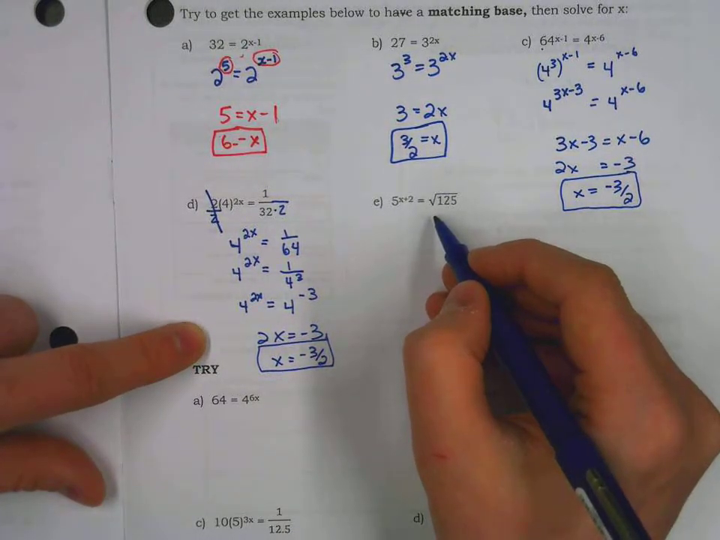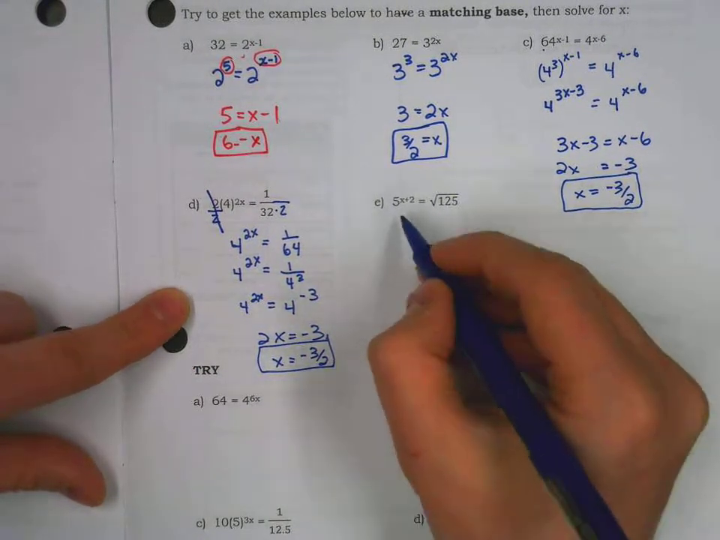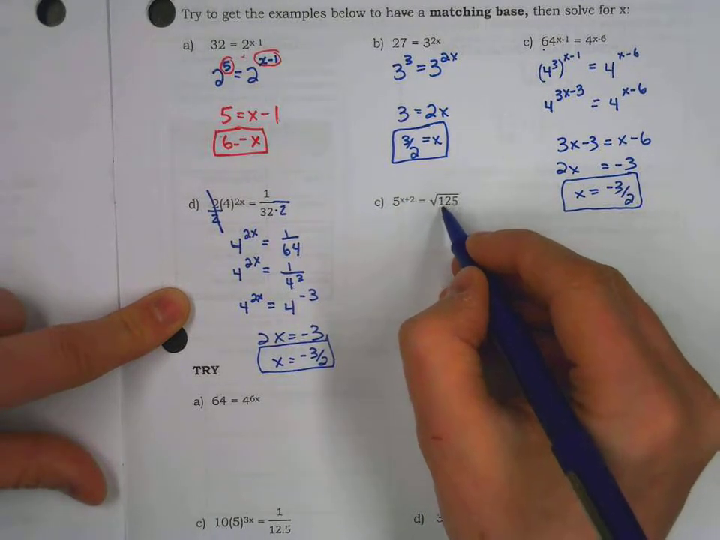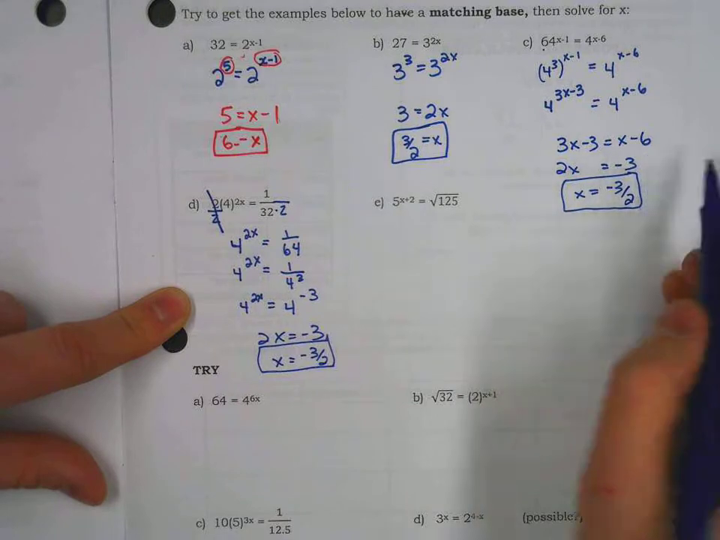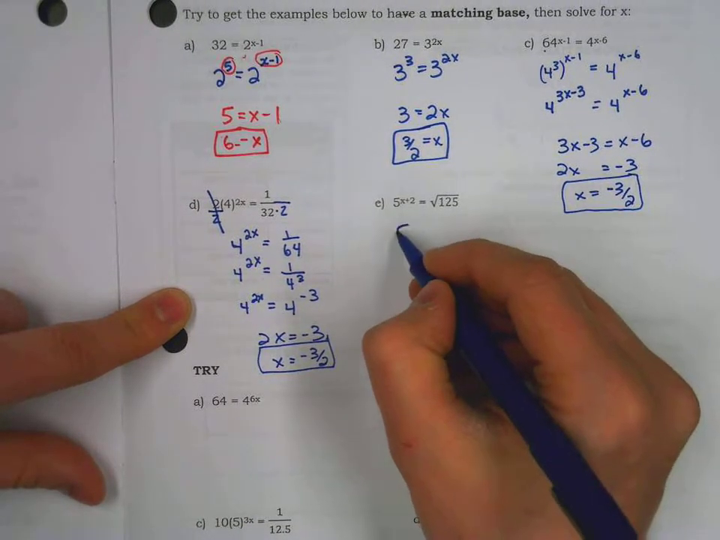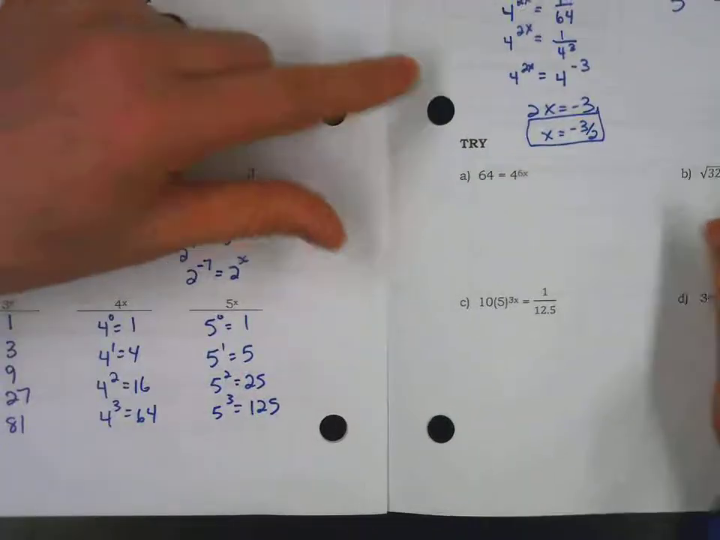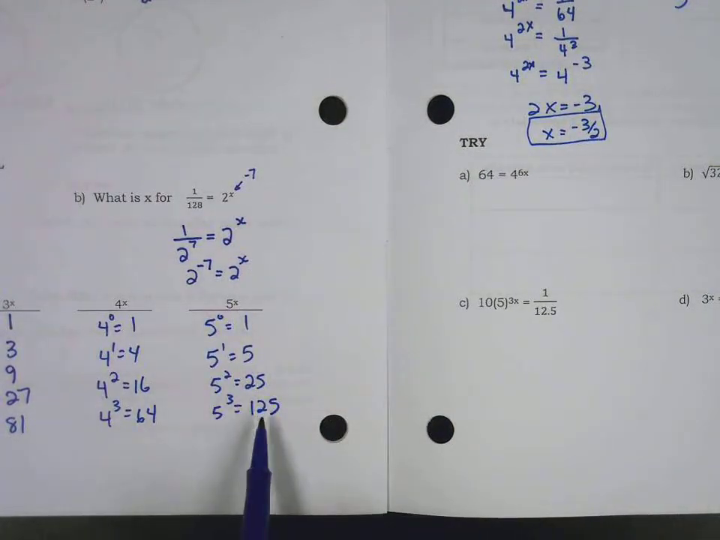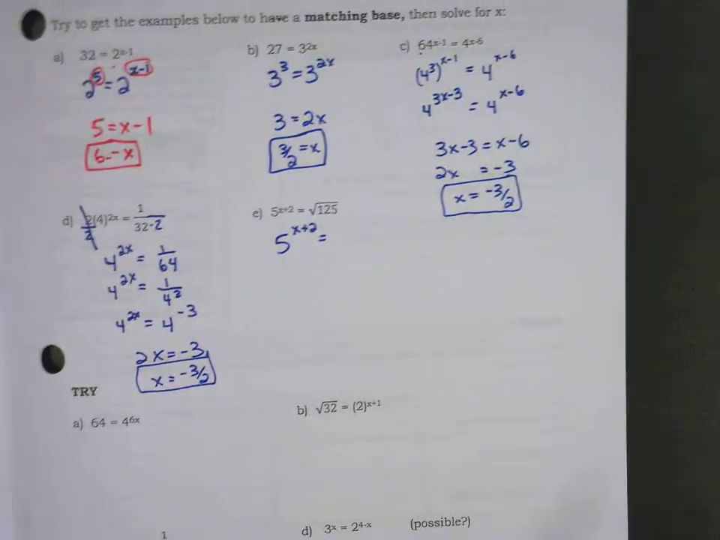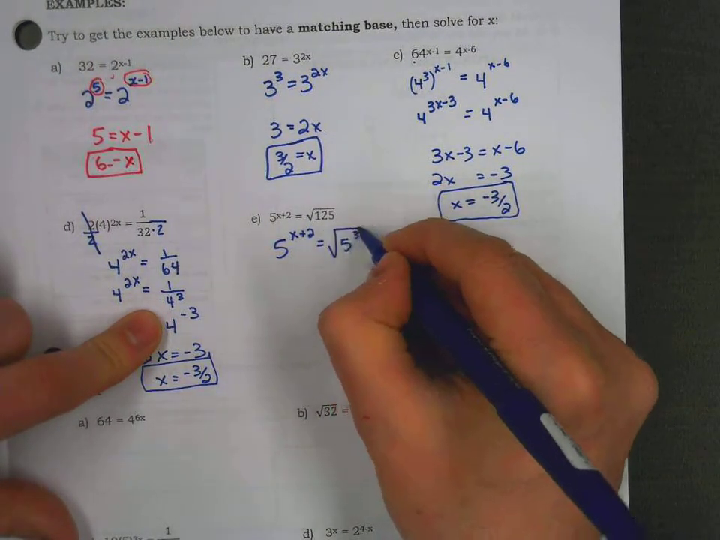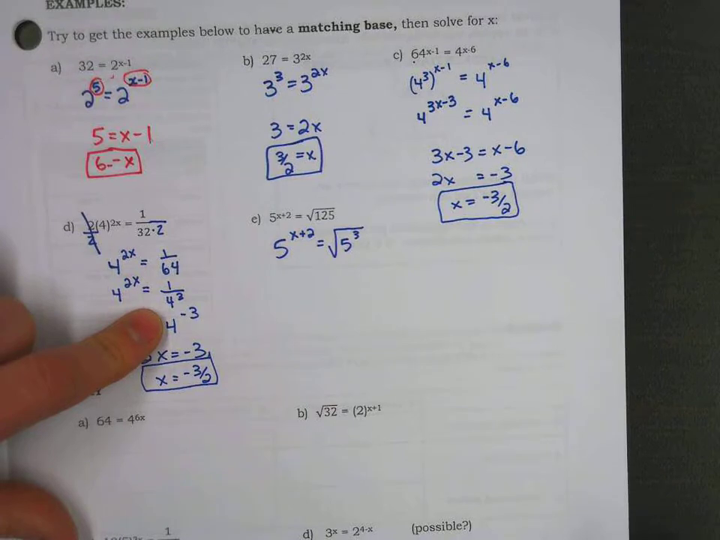And in our last example, letter E, we've got 5 to the x plus 2 equals the square root of 125. Every one of these gets progressively more challenging. We do have a 5 to the something, and I do see that 125 as something in the base 5 list, which is actually very, very helpful. And so we can say that 5 cubed has a radical or a root around it.